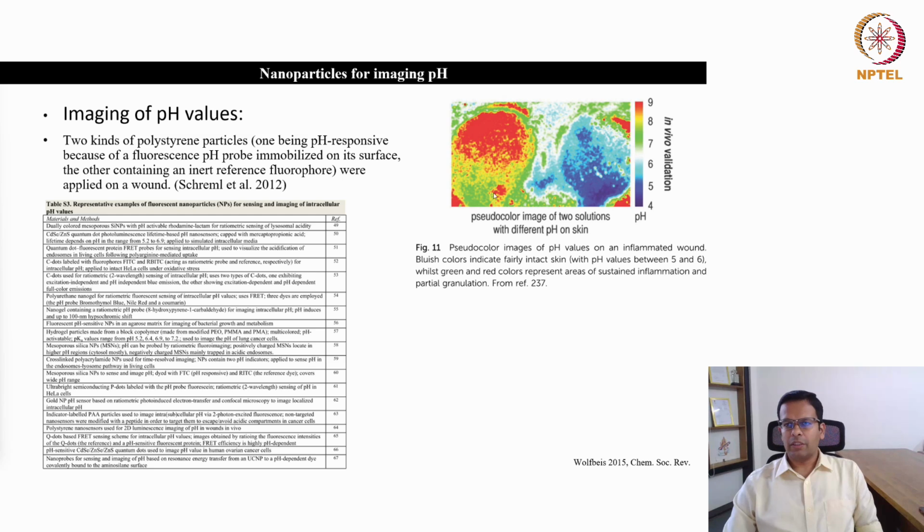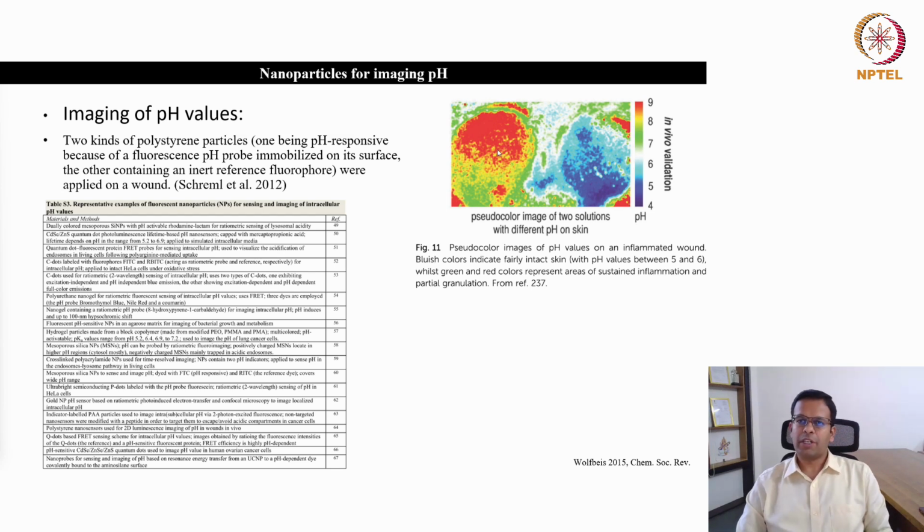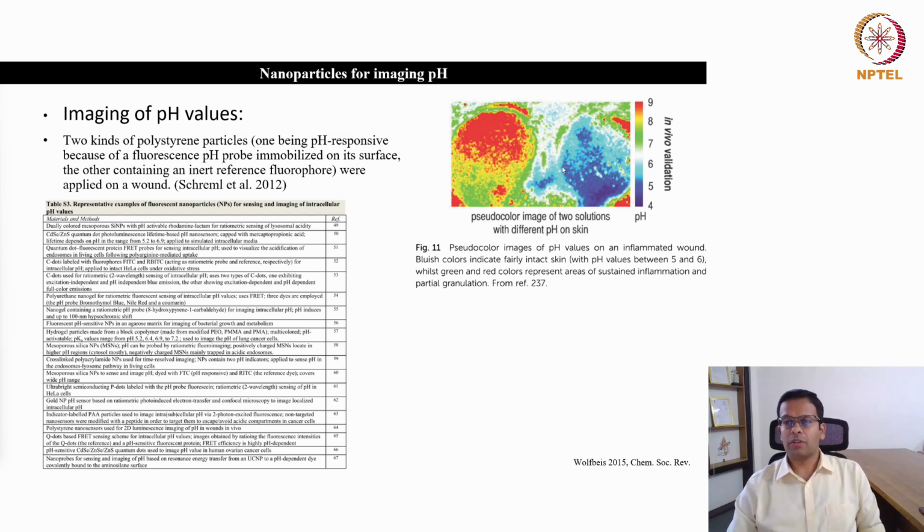So you can see the image here, and here there is a pseudo color image of pH values on an inflamed wound, and the bluish color indicates fairly intact skin where the pH is between 5 and 6. Whereas the green and red color represents the areas of sustained inflammation and partial granulation. So here the pH ranges from 7 to 9. So this is how the nanoparticles can be used for seeing the pH differences in the wound sample or any tissue sample.